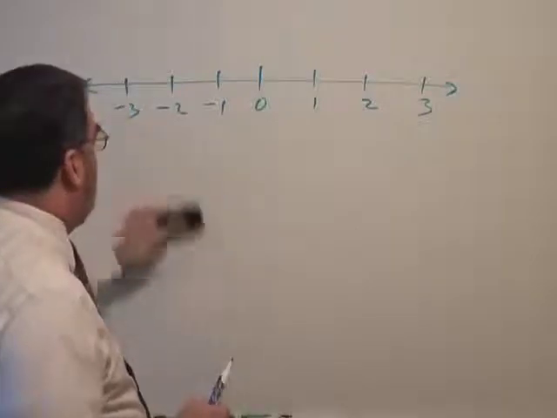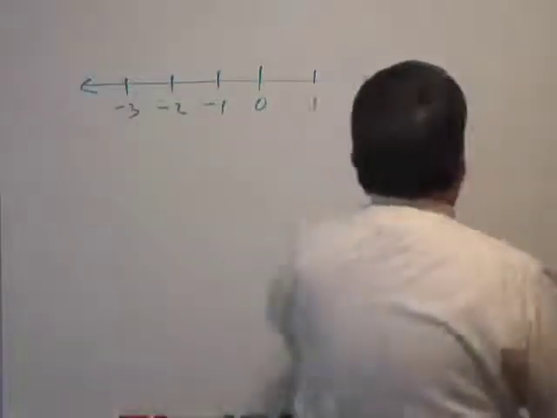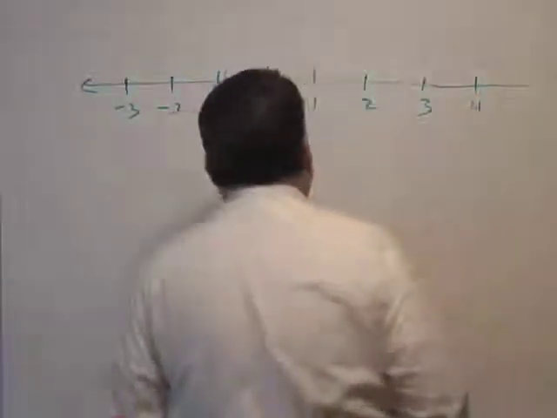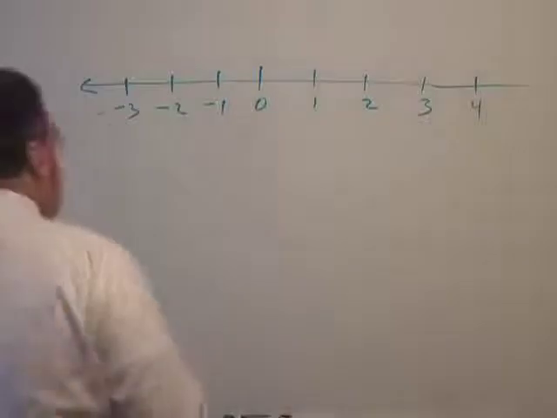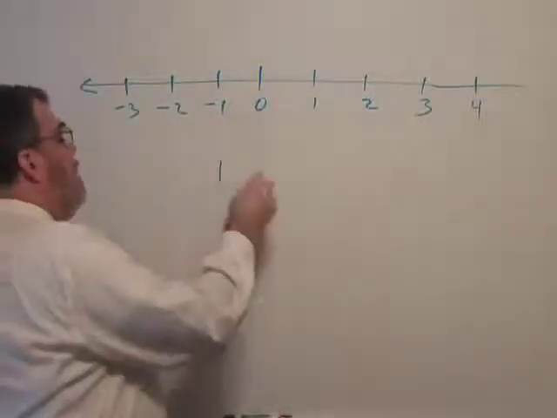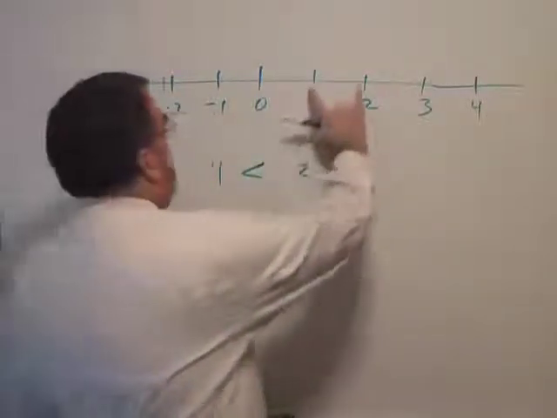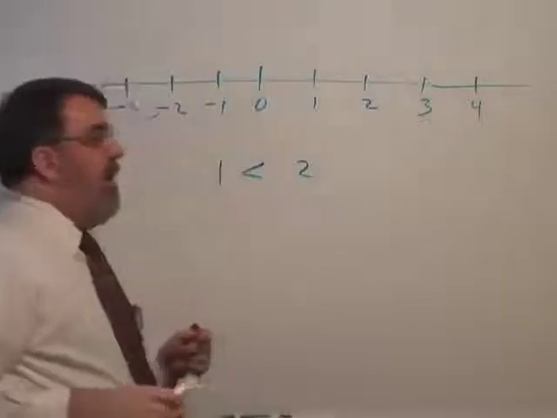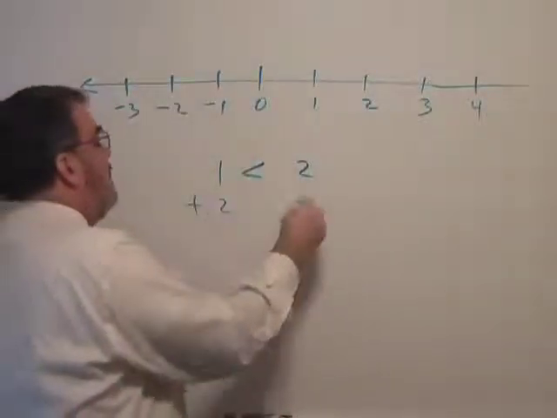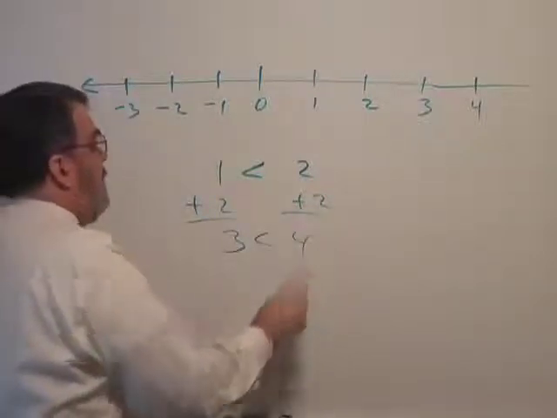So let me extend this line just a little bit more here so I can give you a few examples. All right, so let's take the numbers 1 and 2. 1 is less than 2. Okay, and here they are. 1's to the left of 2. If I add, let's say I add 2 to both sides. Okay, what happens? I get 3 is less than 4.